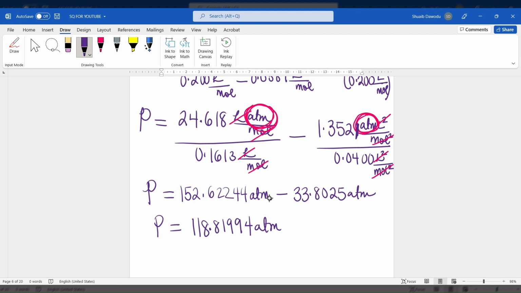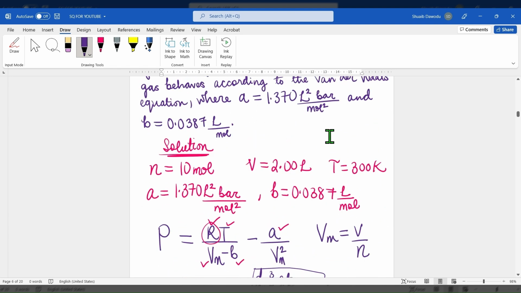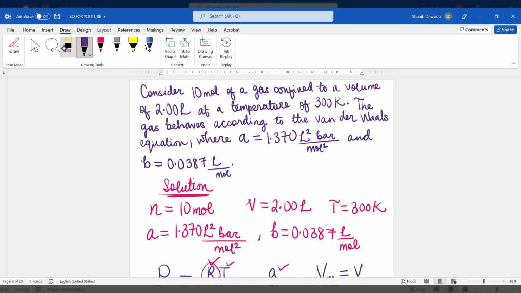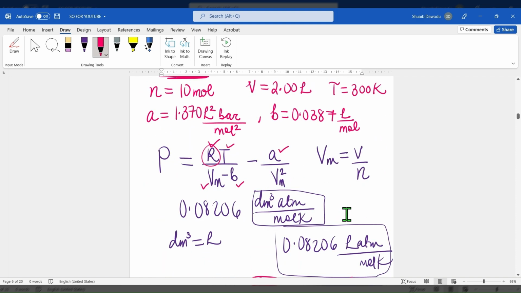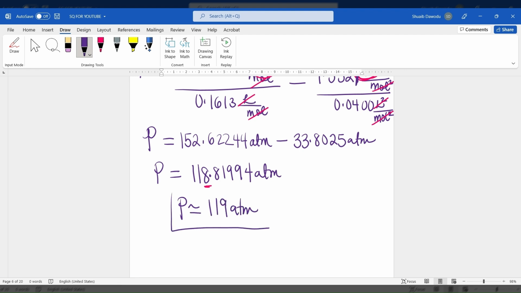But our work is still not done. We have to put our work in the proper number of significant figures anytime we're doing chemistry questions. So when we scroll up, we're going to go back and see what is the lowest number of sig figs that we're given in this question. We can see that 300 is in 3 sig figs, 2.00 is in 3 sig figs. The value for A is in 4 sig figs, and the value for B is in 3 sig figs. So now we know this, we're going to put our final answer in 3 sig figs. So we're going to approximate to 3 sig figs. So the pressure ends up equaling 119 atmosphere. And this is basically the answer to this question.